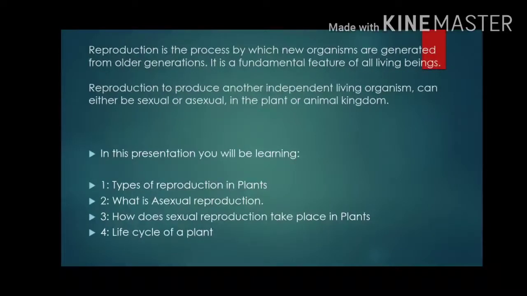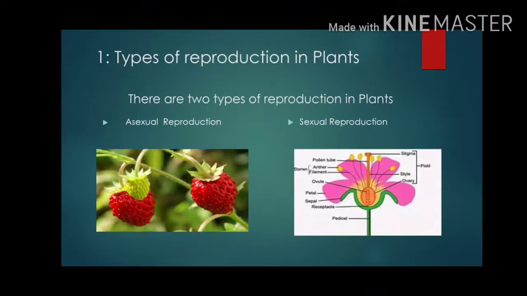Reproduction is the process by which new organisms are generated from the older ones. Reproduction takes place either sexually or asexually in the plants and the animal kingdom. There are two types of reproduction in plants. One, asexual reproduction, and the other, sexual reproduction.